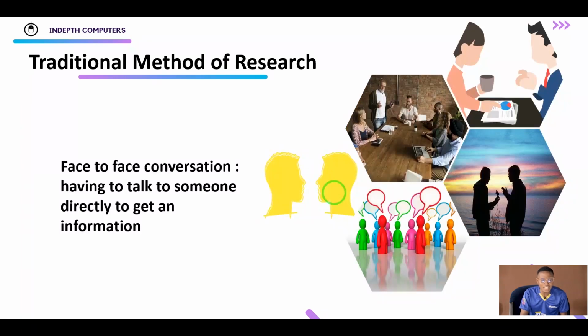Now, apart from the library, one of the ways by which we also research is face-to-face conversation. Sometimes we have professors, we have scholars who are very knowledgeable in a particular field, and you need information about a particular topic. What do you do? You go and meet this scholar or the professor and you have a face-to-face contact or conversation with him, and it gives you the information that you are searching for. These were ways by which humans carried out research before the invention of the internet.